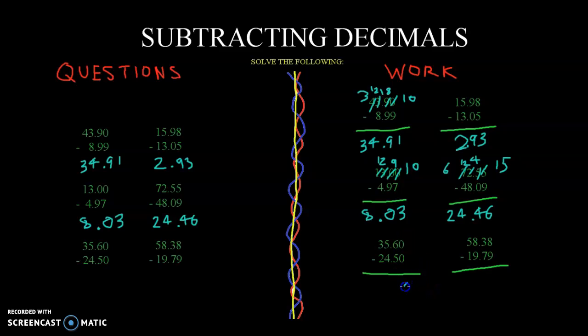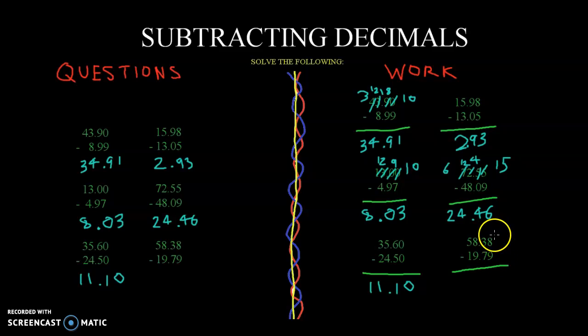0 minus 0 is 0. 6 minus 5 is 1. 5 minus 4 is another 1 and another 1. Oh wow, that was so easy. I did it myself. I didn't get a chance to say it. It was that easy.